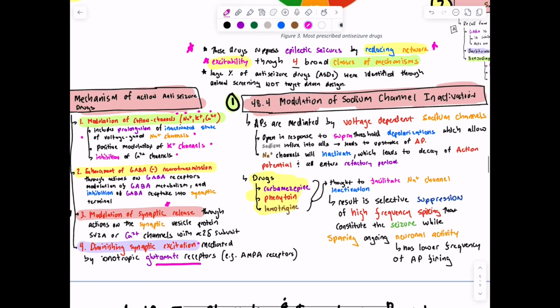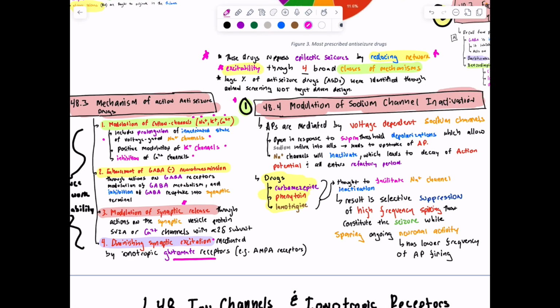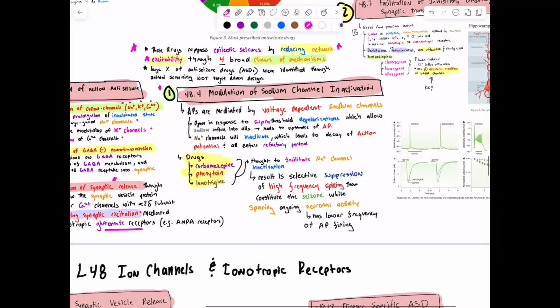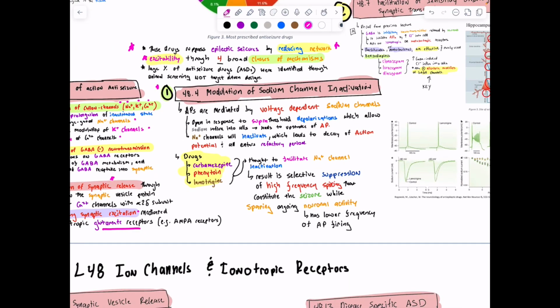All right, so our first strategy, and I've marked these all with 1, 2, 3, and 4. Excuse me. If we want to modulate the ion channels to lower action potentials, we know that sodium going into the cell is going to depolarize it. Our action potentials are mediated by voltage-dependent sodium channels, and they open in response to supra-threshold depolarizations, which allow sodium into the cell, and it leads to the upstroke of the action potentials. After it's opened, it's going to inactivate, which leads to decay of the action potential and enters a refractory state.